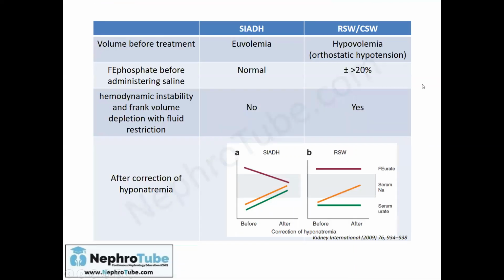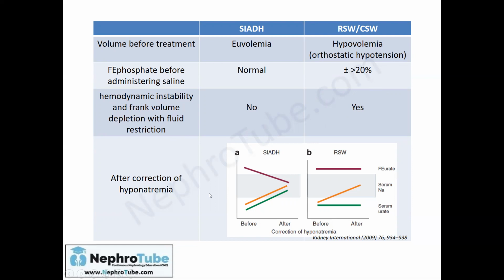So to conclude the difference between SIADH syndrome, renal salt wasting, and cerebral salt wasting: volume before treatment, SIADH is usually euvolemic, renal salt wasting hypovolemic, and signs of orthostatic hypotension will be present. Fractional excretion of phosphate before saline is normal in SIADH, may be more than 20% in renal salt wasting. With fluid restriction, is there any hemodynamic instability and frank volume depletion in SIADH? No, because that is the treatment. But yes, it will be found in renal salt wasting because fluid restriction is dangerous in this disease. We have to give the patient fluid.